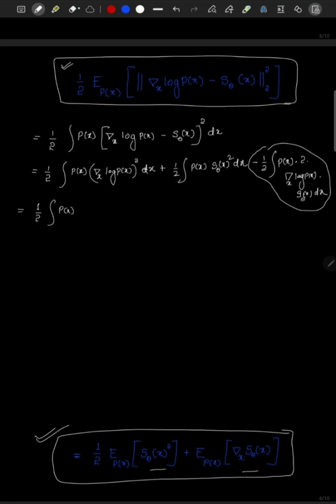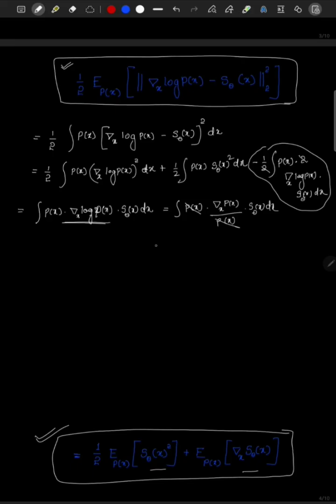Okay, so here the 2 and 2 will get cancelled, so I don't need to write the 2.5 term over here. So here it will be p of x, gradient of x dx. Now let's apply the chain rule. If you apply the chain rule, then you will get the integration of p(x), gradient of p(x) with respect to x divided by p(x), s theta of x dx, right?